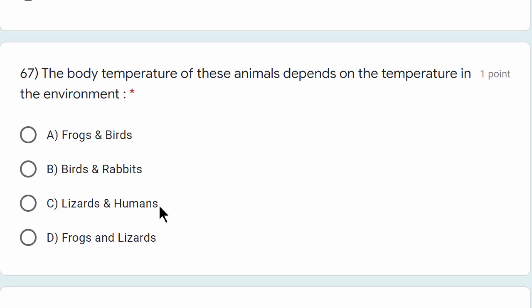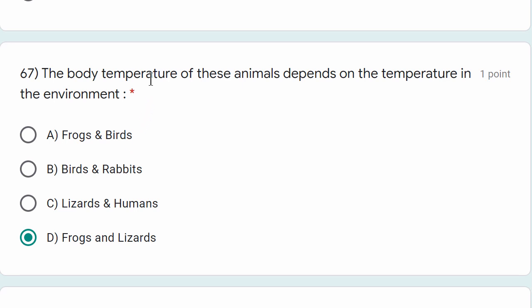Neevu Iceland alladru iri athwa desert alladru iri, temperature will be 98 degree Fahrenheit or 38 degree centigrade. Whereas animals like lizards and frogs are cold-blooded. Andre avagalu temperature horge ಏನಿರುತ್ತೋ ಅದರ ಪ್ರಕಾರ temperature change ಆಗುತ್ತೆ ಅವುಗಳದ್ದು. So ಇದಕ್ಕೆ correct answer is frogs and lizards. ಆಯ್ತಾ? But if you submit answer, they will say it is birds and rabbits. Alright? So which is weird.